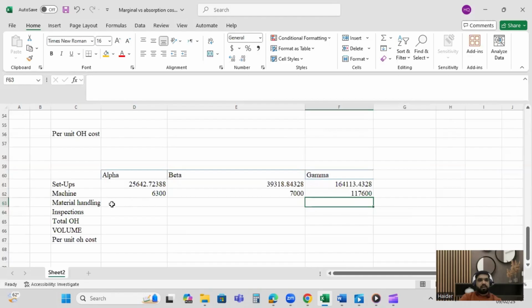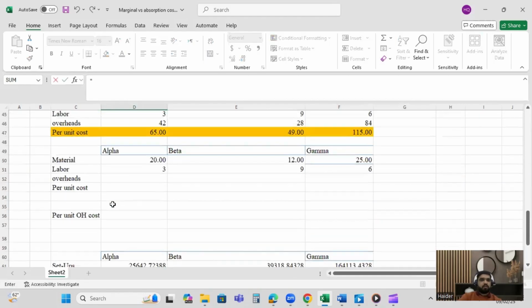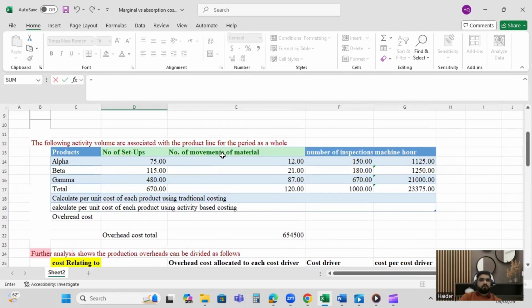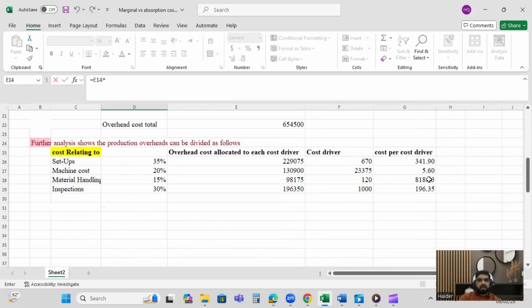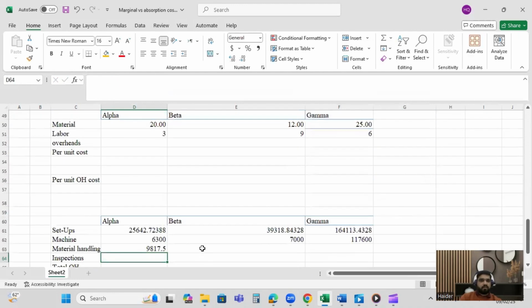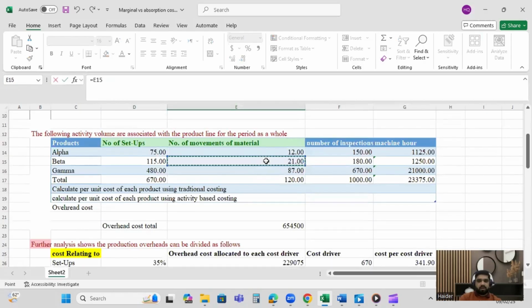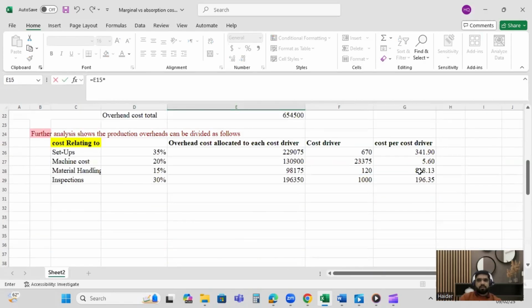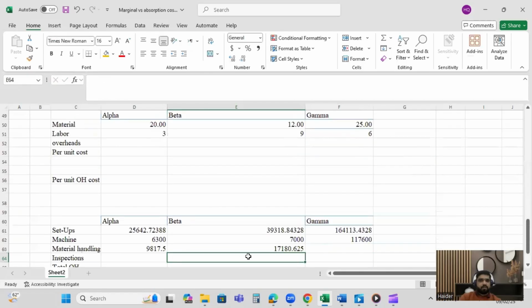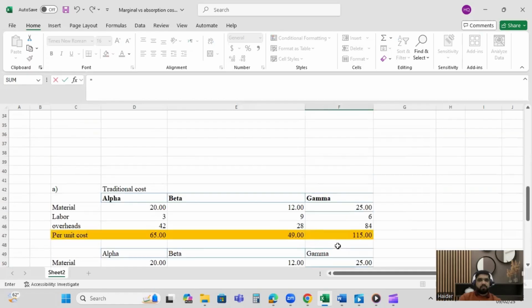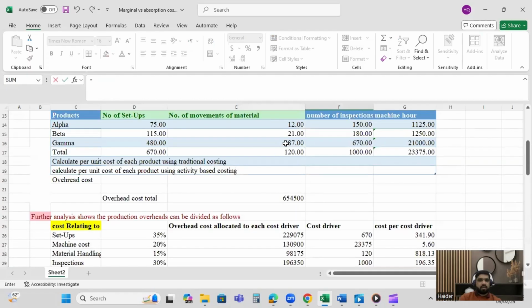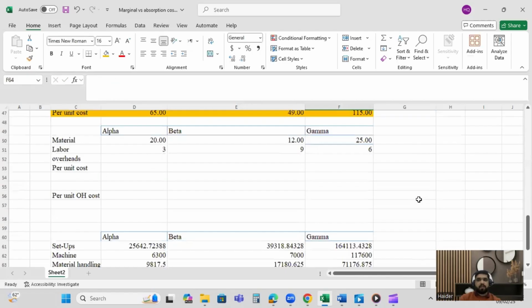Now I'm going to go with the material handling. How many material documents are handled for product alpha? You can see the number of movements of material: 12, 21, 87. 12 multiplied by the cost per material handling, 818.13. Enter. Then the number of materials handled for beta, 21 times the per material handling rate. For product gamma, how many materials did we handle? 87 times per material handling, 818.13.